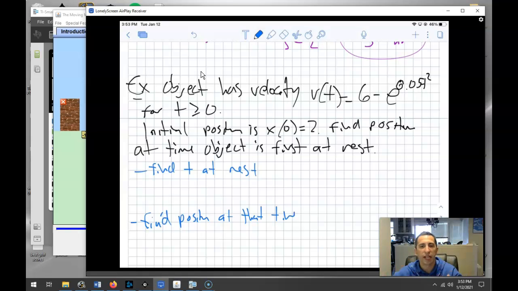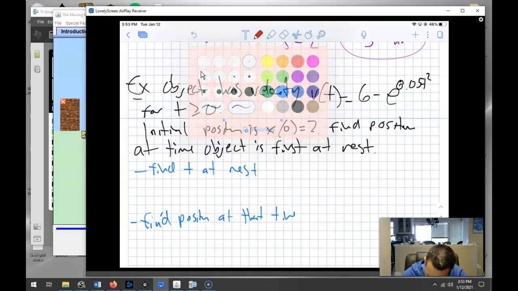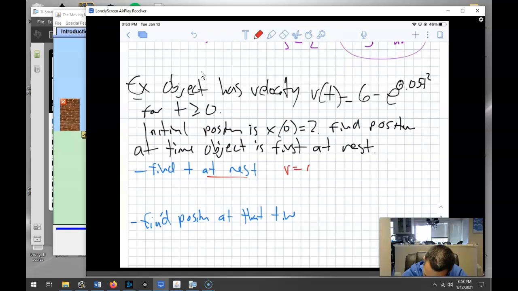So when it tells you to find the position at the time the object is first at rest, your first thought should be, well, when is it at rest? I've got to figure that out first. If something's at rest, that means the velocity equals 0. So that means 6 minus e to the 0.05 t squared equals 0.